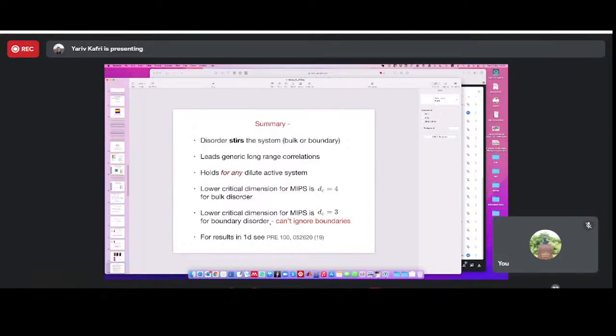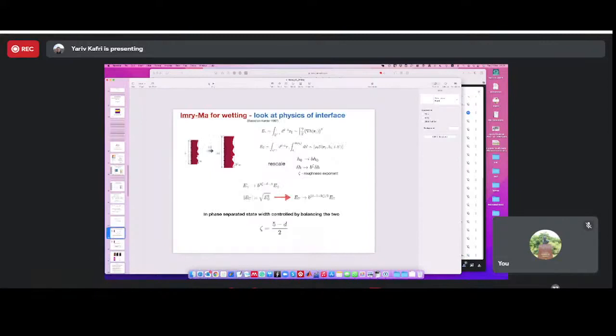Because I studied many papers in dimension 2, in that case we also found that MIPAC cannot understand that d_c is equal to 3, the lower critical dimension. Can you elaborate? Well, again, to actually do this, you have to go through the Imry-Ma argument.